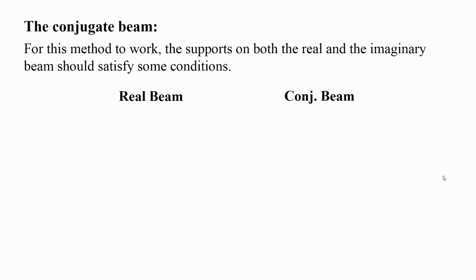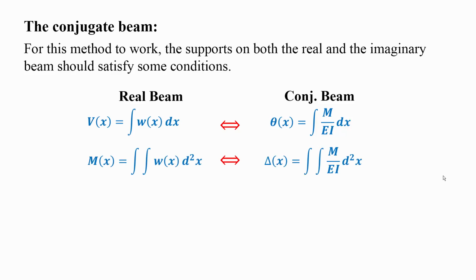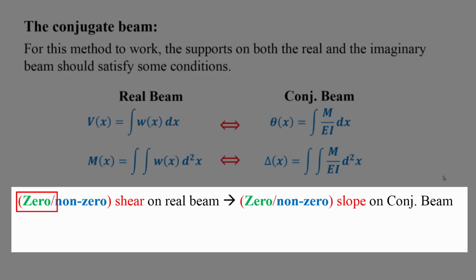We have a real beam and a conjugate beam. In the real beam, we know that if I integrate the load, I should get the shear. In the conjugate beam, if I integrate the curvature once, I get the slope. In the real beam, if I double integrate the load, I get the moment. And in the conjugate beam, if I double integrate the curvature, I will get the deflection. For zero shear on the real beam, I should have zero slope on the conjugate beam. And for non-zero shear on the real beam, I should have non-zero slope on the conjugate beam.